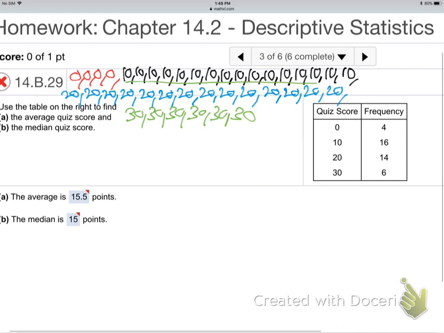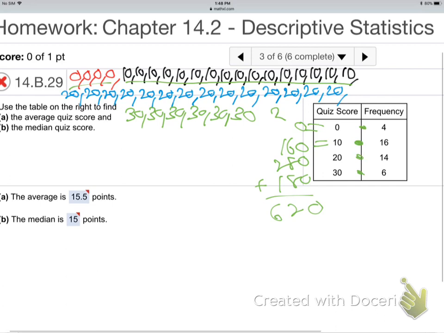The way to add up a bunch of 10s, 16 tens, is you just multiply them. 10 times 16 is 160. That's what 16 tens added up. You just multiply. And what are 4 zeros? Well, same thing, 4 times 0, that's a 0. And 14 twenties, what's that? 280. And then 6 times 30, 180. And then add those up. What is that? 620. Is that good? Just by multiplying.